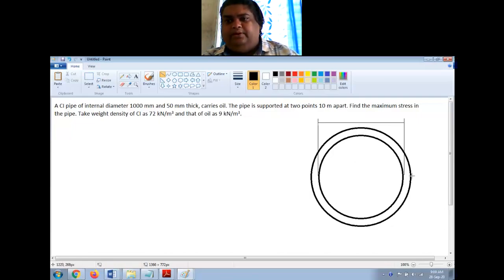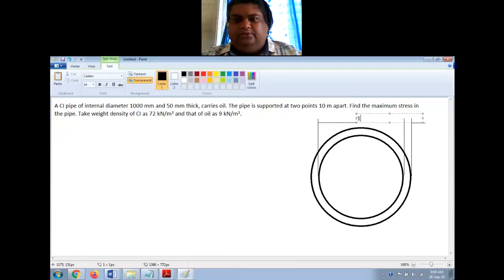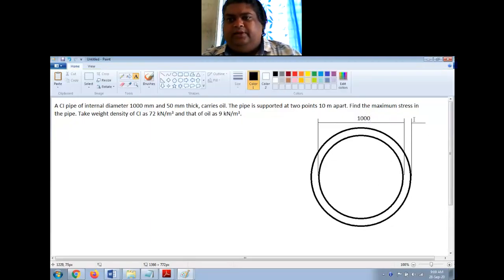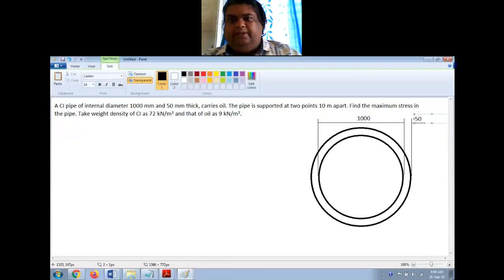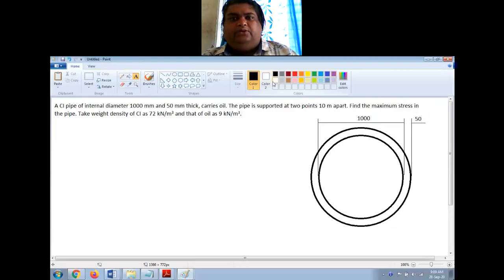Okay, and this thickness is 50 mm. Let me just write down that. So this is 1000 mm and this is 50 mm. Okay, this is the cross section and the oil is inside here. Right. Now he has also mentioned that the pipe is supported at 2 points which is 10 meter apart.